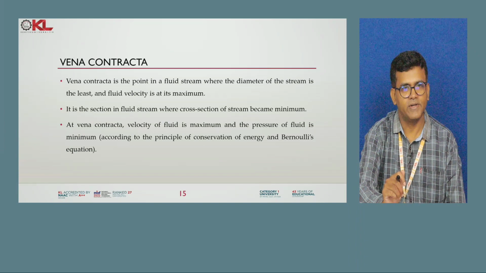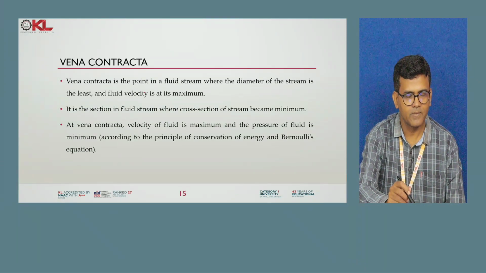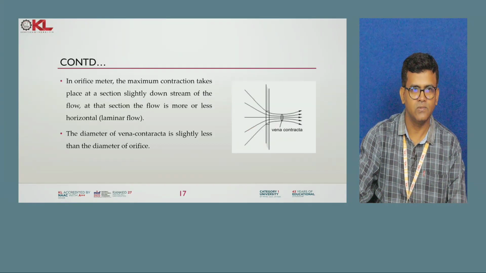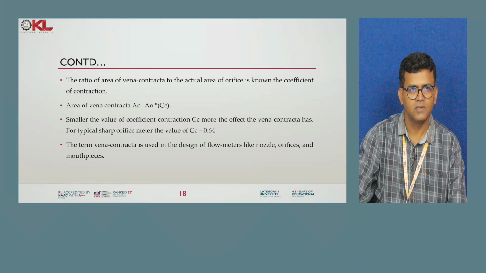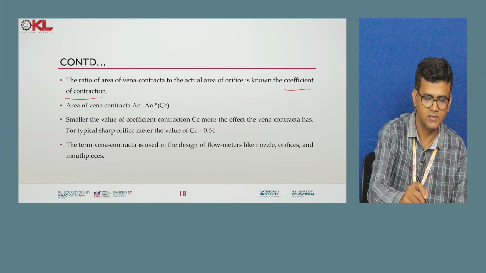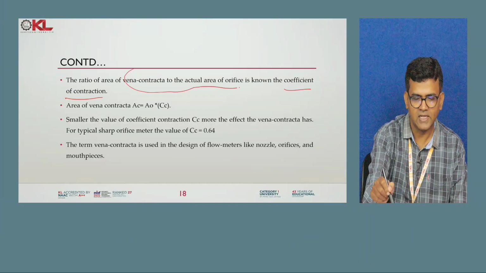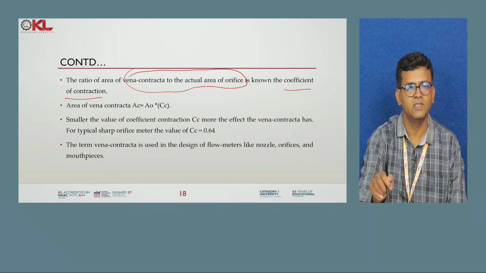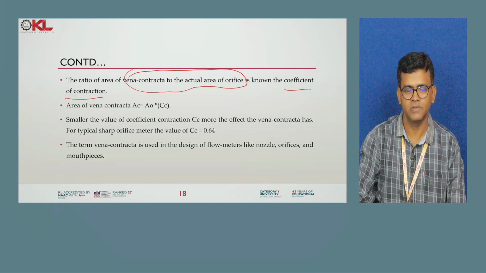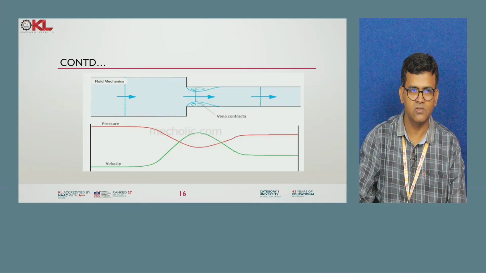One term is the vena contracta. Before coming to this one, let's see one more thing, that is the coefficient of contraction. This is the ratio of the area at the vena contracta to the actual area. That is the coefficient of contraction. We have used this coefficient of contraction in case of the presence of an obstruction. So vena contracta, let's see now.